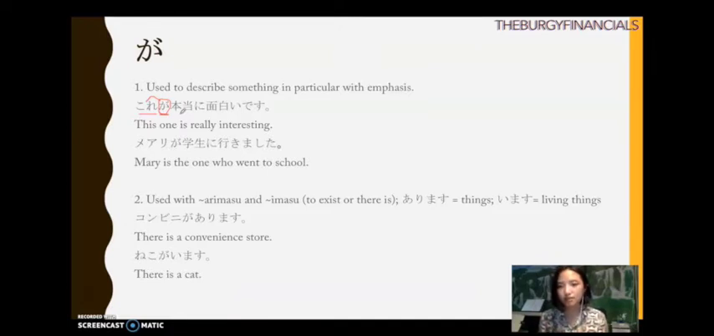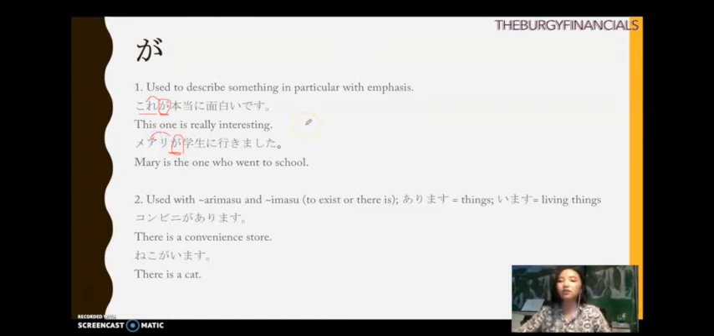Another example is if we want to describe someone who did something. Someone in particular. We don't just say, oh, this person did this. We want to really emphasize that person who did something. So, if we want to say, Mary is the one who went to school, we would say, メリーが学校に行きました. Again, we use the ga to give emphasis to Mary.